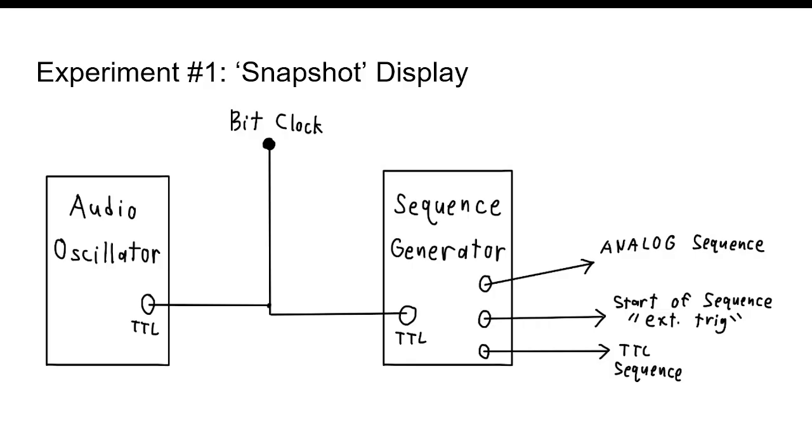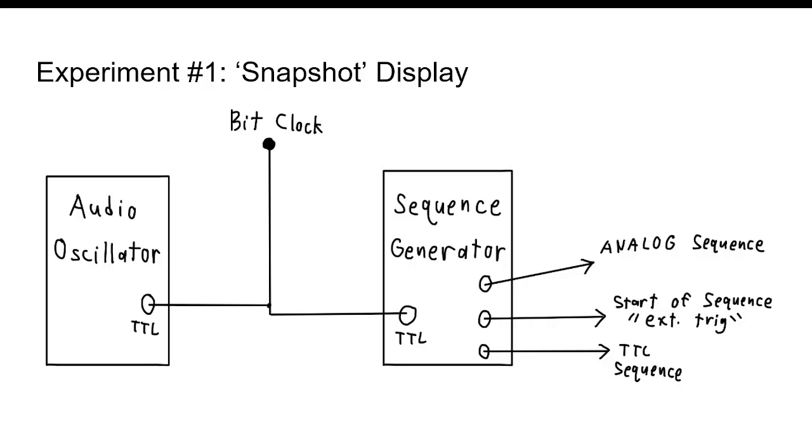Now we'll go into greater detail, experiment by experiment. For the first experiment, you can see a little block diagram of what's going on. The audio oscillator is generating a transistor logic sequence via the 2 kilohertz bit clock, and that's fed into the sequence generator to produce an analog sequence output. You'll see the TTL sequence also being outputted, as well as the start of sequence external trigger, which is the sync port on the sequence generator.